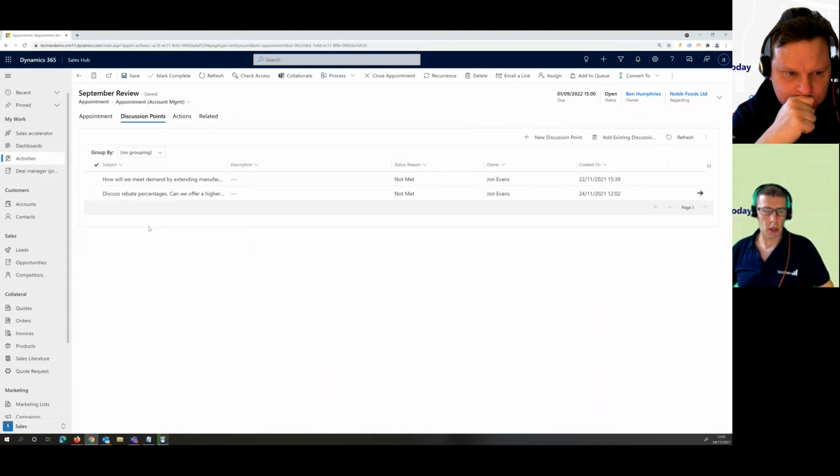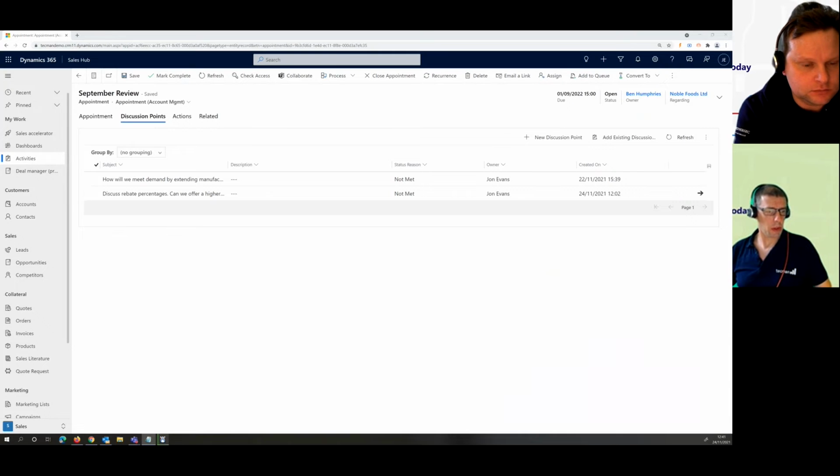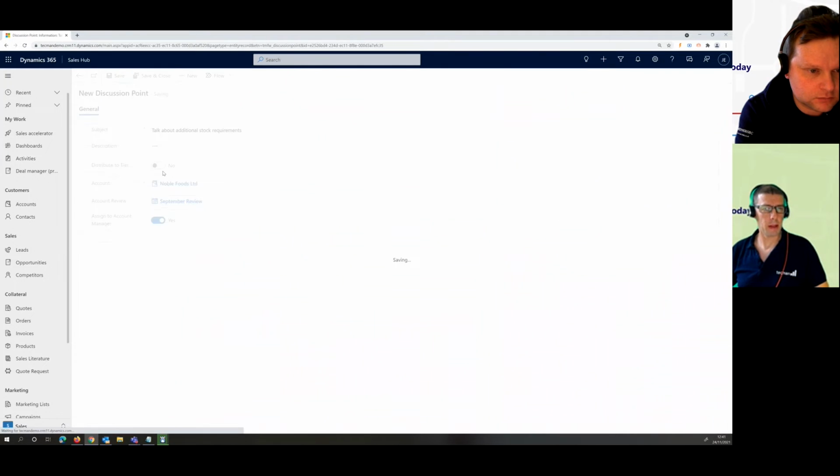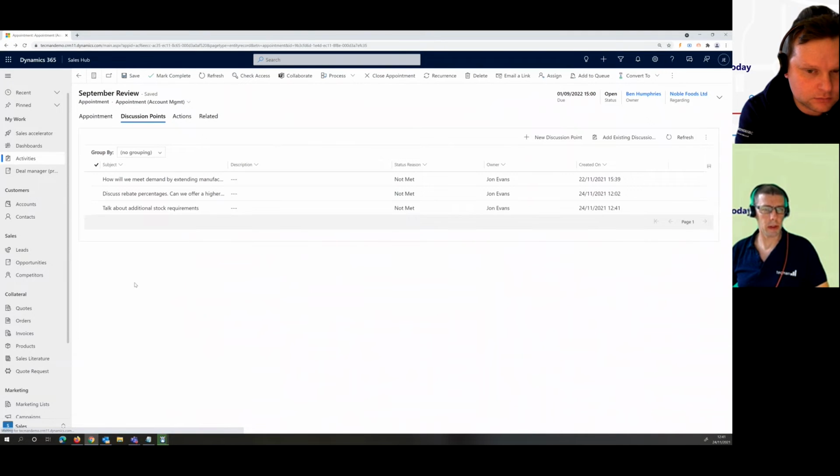We've got 2 of them on there, and just like anything else with regards to CRM, if we want to add some more, we can simply add a new discussion point, pop that in there, and save and close. We've then got a 3rd discussion point in there. So this can be added as necessary. And because of how these discussion points are being added, you haven't necessarily got to go into the appointment to add them in.